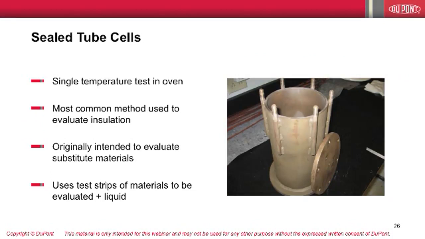It is a single temperature test where all materials, including the liquid, are placed in the cell, which is then placed in an oven and maintained at the test temperature. Again, 3 elevated temperatures are selected to accelerate the aging.